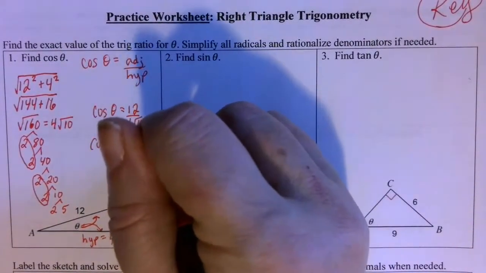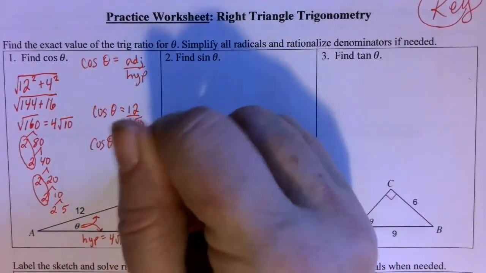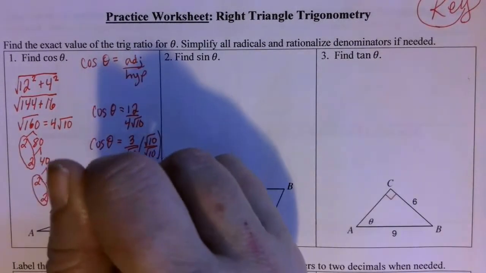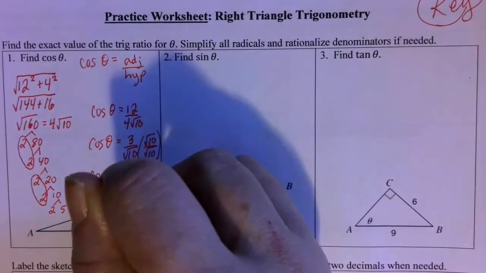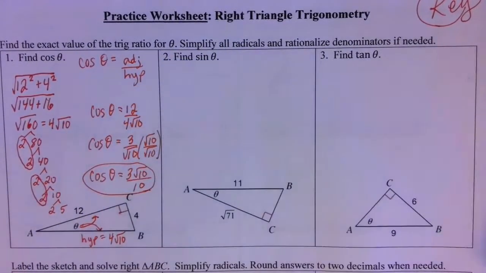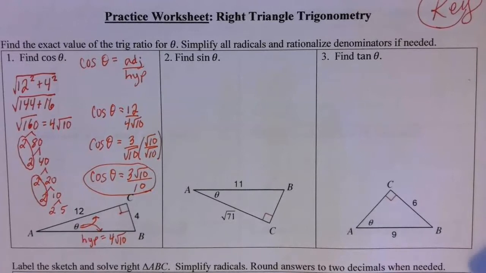And then I rationalize the denominator by multiplying by the square root of 10 over the square root of 10 to get cosine of theta is equal to 3 root 10 over 10. And that would be the exact value.